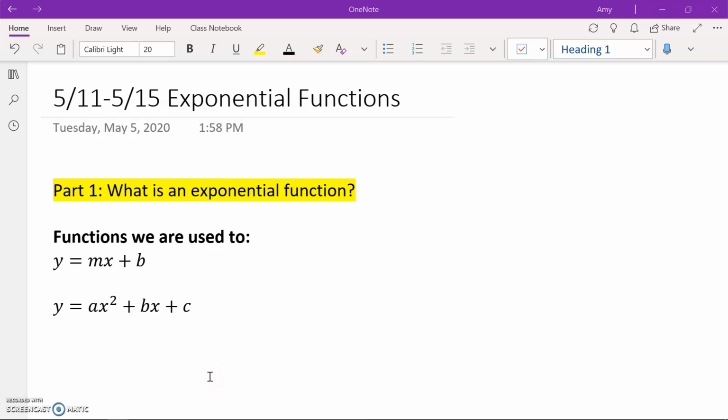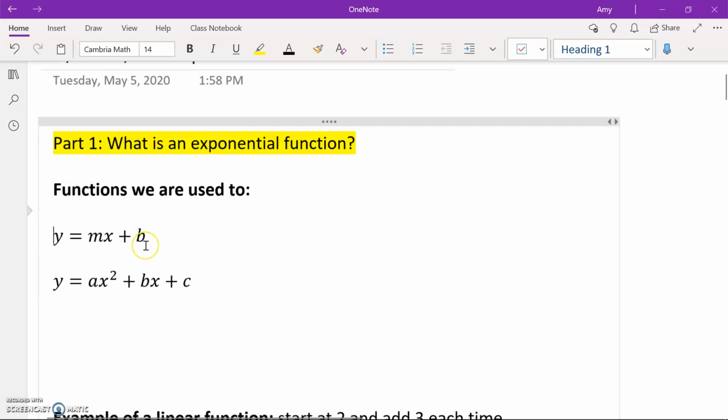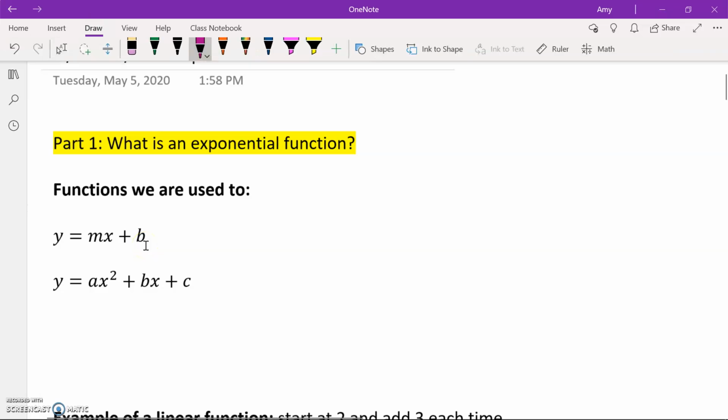Hey guys! In this video, we are going to introduce what an exponential function is. So we have seen two different types of functions already. Our first type, we have that y equals mx plus b, which we know are linear functions. And then we have ax squared plus bx plus c, which are our quadratic functions.